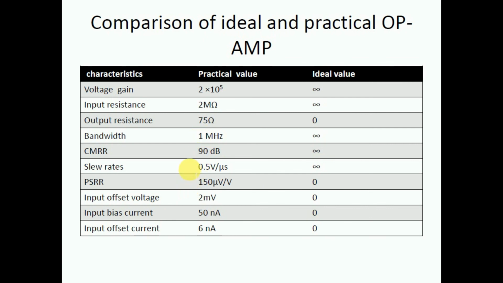And you can see that the practical value of slew rate is 0.5 volt per microsecond, and here the expected slew rate is infinite. So the ideal conditions and the practical values are compared in such a way that we see how near the practical values are to the ideal values. So that's how it is, and it is always considered like this.